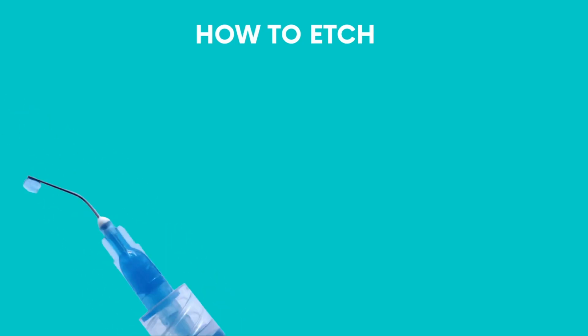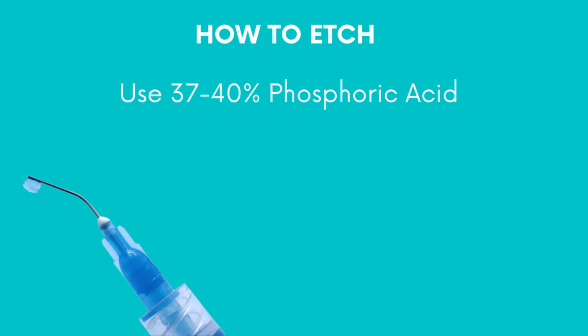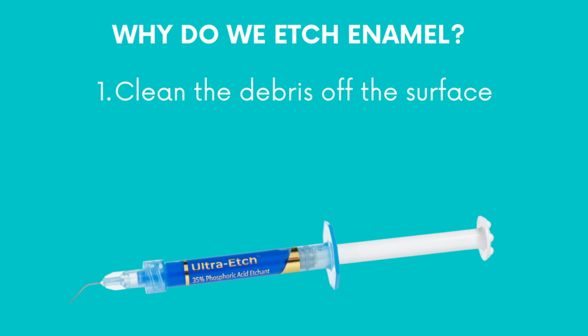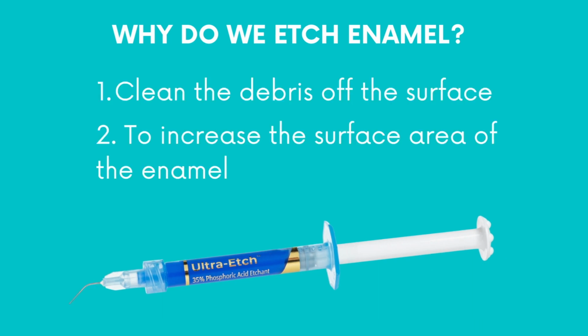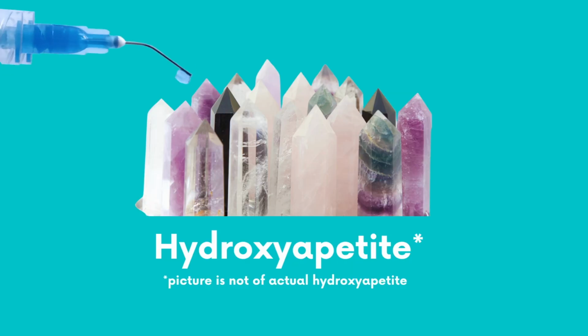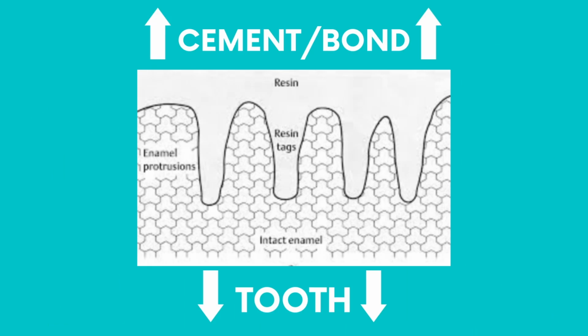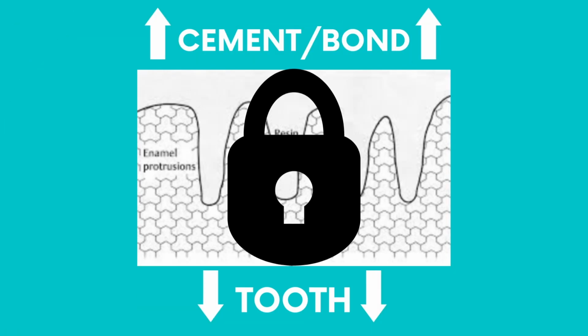This process involves etching the surface with phosphoric acid, normally around the 37 to 40% mark, for 15 to 30 seconds, depending on the generation of bonding that you're using. And that is something that we are going to discuss in the future, because that is a whole other deep dive. And why do we etch the surface? To clean the surface from debris and to increase the surface area of the enamel. And this is done by dissolving the hydroxyapatite crystals, which creates these micro-retentive porosities, which allows for what we love, micromechanical retention through the formation of resin tags, which allows you to lock into the enamel.